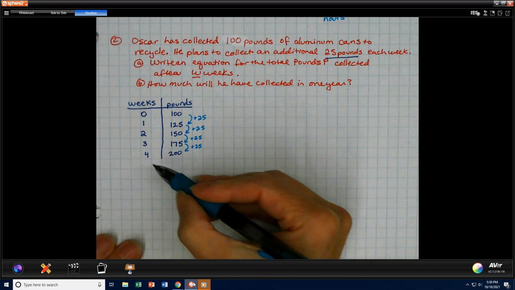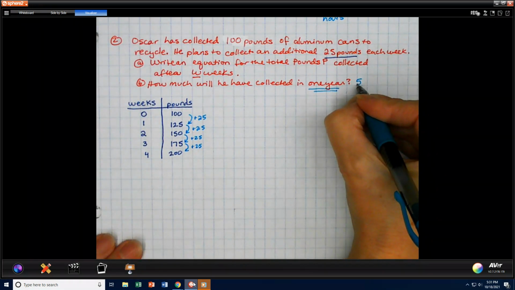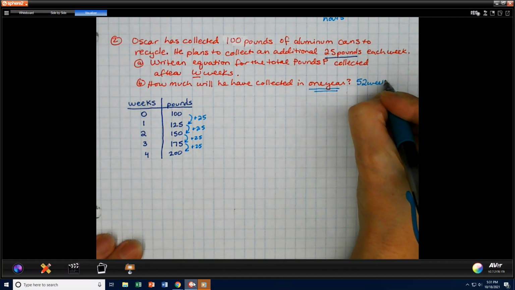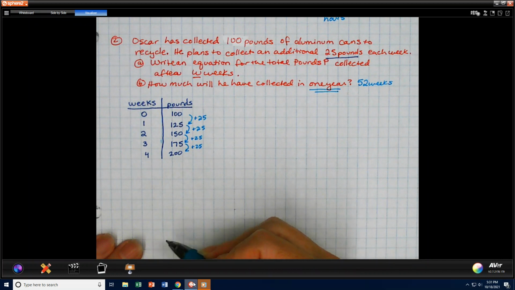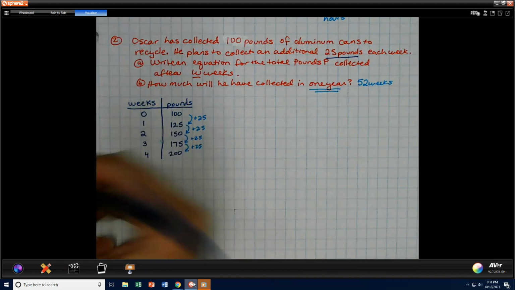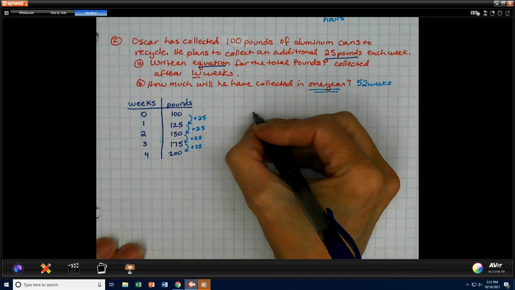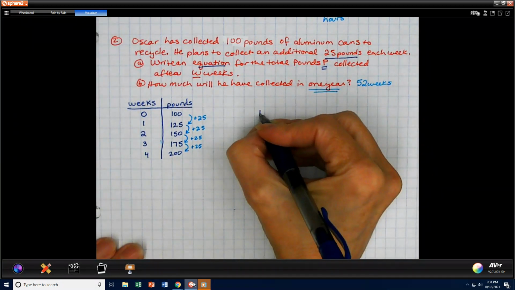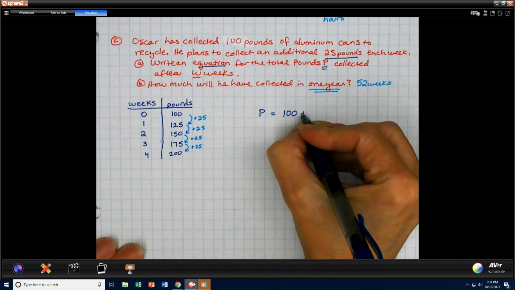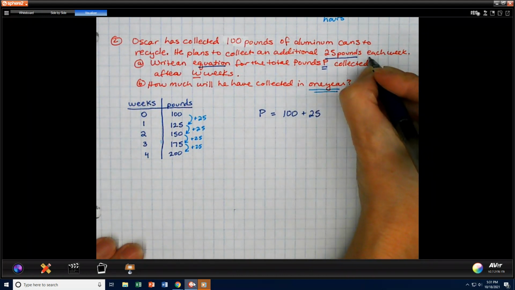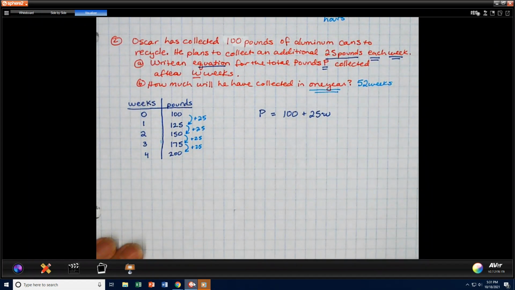But we don't want to go all the way out to 1 year. 1 year, by the way, is 52 weeks. That would be an incredibly long table. We would much rather have an equation that we could use. So my number of pounds P that he has collected is going to be that 100 pounds he started with plus 25 pounds each week. So times the number of weeks.